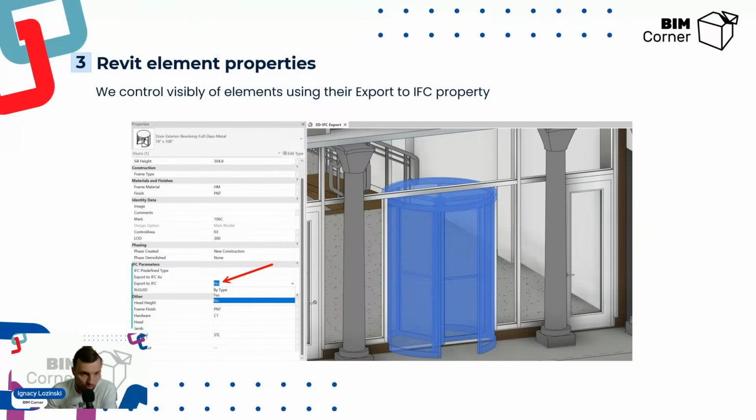The third option to control what we export is related to specific elements in the model. We can exclude specific elements using the Export to IFC property, which is also under the IFC Parameters property set for each element in Revit. So let's say in this example, these revolving doors that we see here, we don't want to export them. We can set the value of the Export to IFC property as No. And in that way, I ensure that all doors in the model will be exported to IFC, excluding this one.